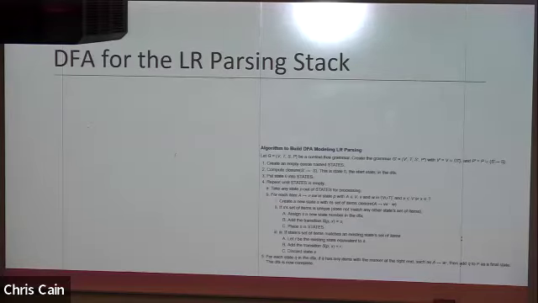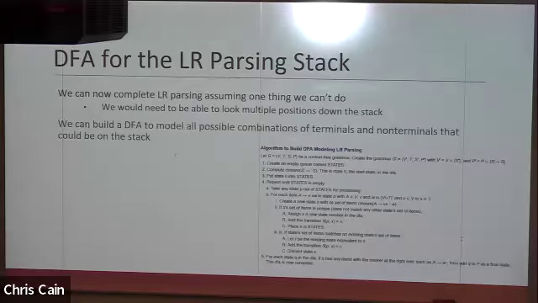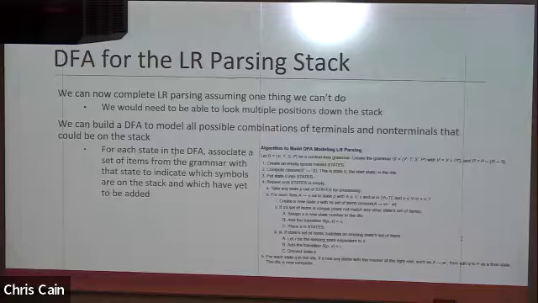So here's the algorithm. We do need the ability to look multiple positions down the stack. But we can build a DFA that allows us to look those multiple positions down the stack, where each state and transition allow us to move between the elements of the items and closures that tell us everything that we need to do. So for each state of the DFA, we're going to associate a set of items from the grammar with that state that tell us when we're in this state, here are the elements that are on the stack and need to be on the stack, which have yet to be added.